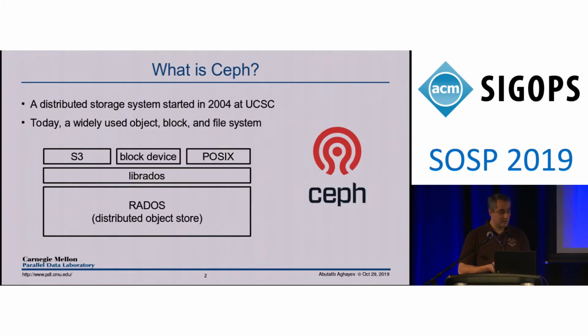So a few words about Ceph. It started as a research project in 2004 at UC Santa Cruz. Today it's a widely used open source system with hundreds of contributors and thousands of users. At the core of Ceph is a distributed object store called Rados, which can scale horizontally on commodity hardware. And on top of Rados, Ceph provides S3 object store, remote block device, and distributed POSIX file system, all on the same cluster.